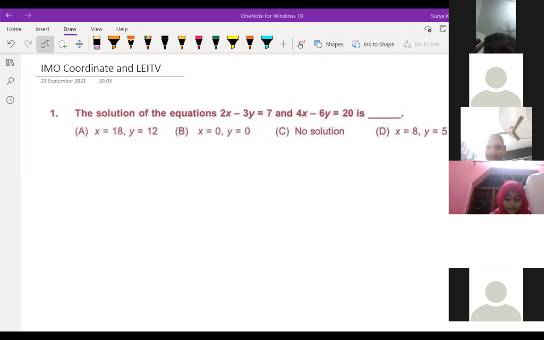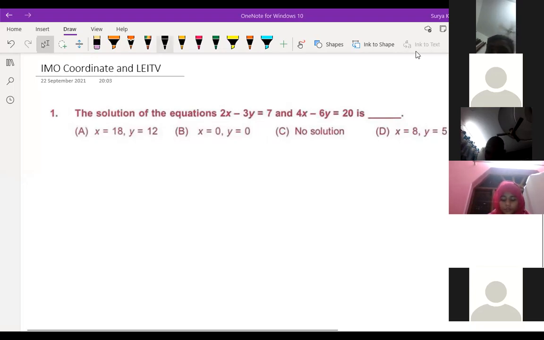Sir, option D. See, Priyanshu, if you put option D, we'll get the answer as 1. 2x minus 3y is there, right? We have to find 7. So, sir, no solutions, right? So the answer will come as no solution.